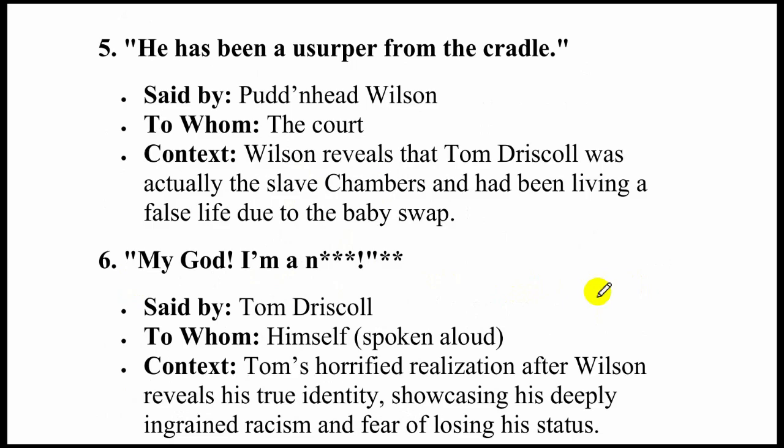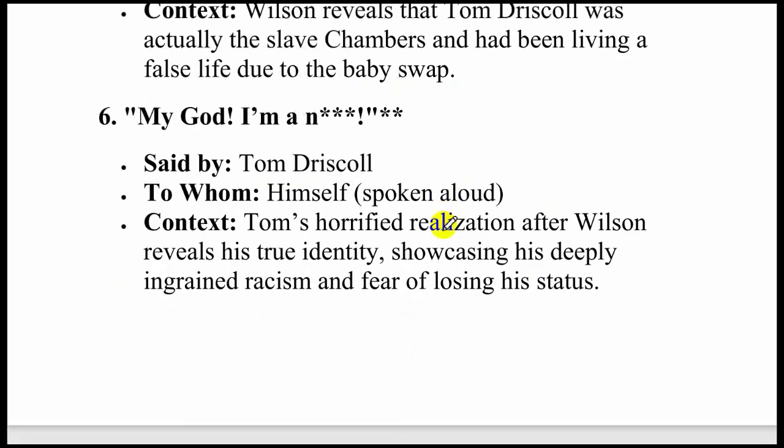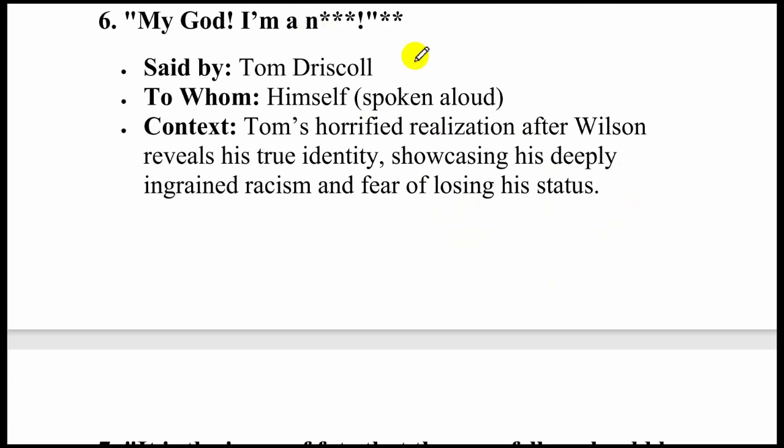Fifth, "He has been a usurper from the cradle." Pudd'nhead Wilson to the court. Wilson reveals that Tom Driscoll was actually the slave Chambers and had been living a false life due to the baby swap.